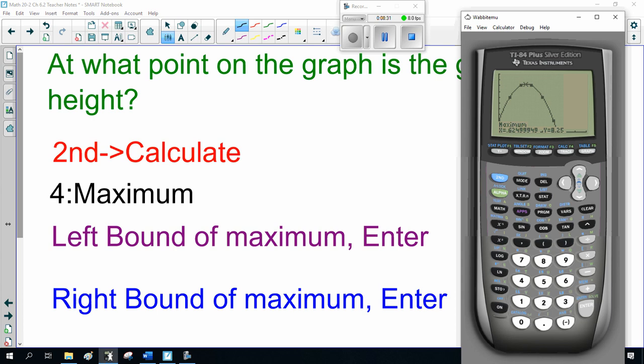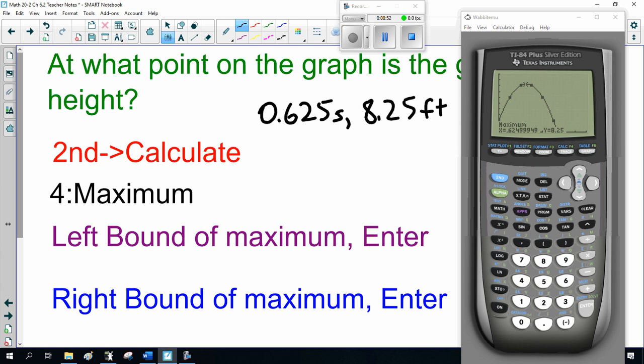And there we go. Maximum, x is 0.6249999949 seconds. Now, I'm going to round that off to 0.625 seconds, 8.25 feet. All right? So there we go.